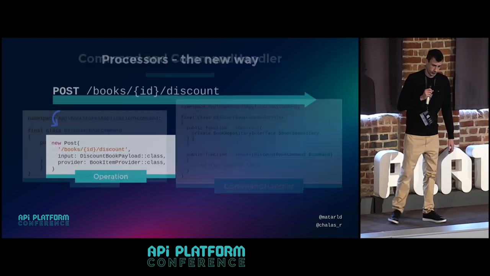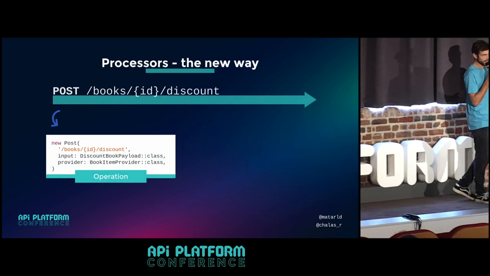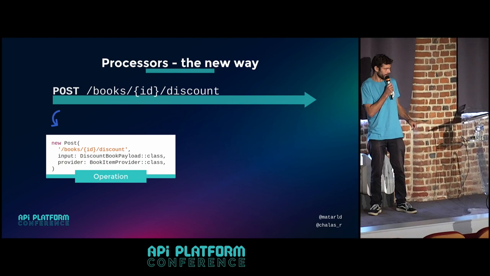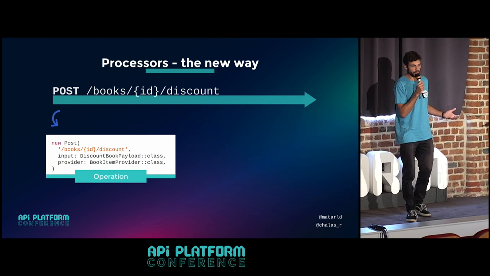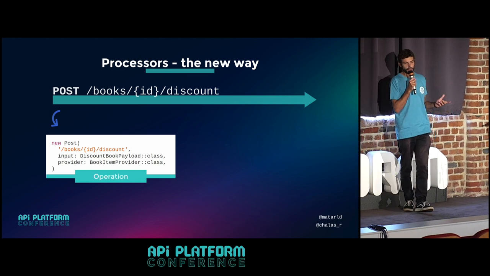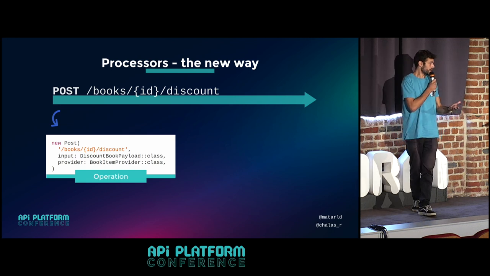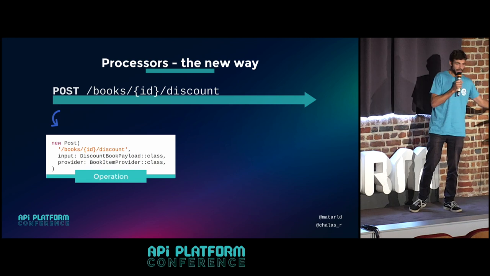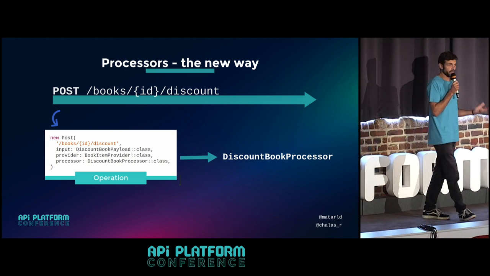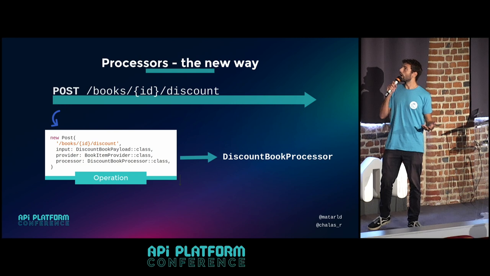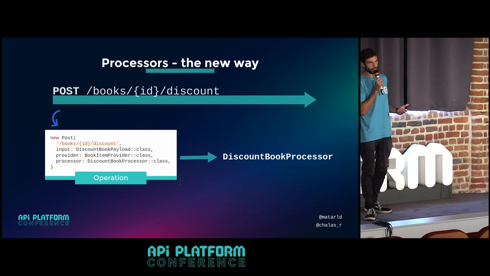So, if you understood the provider mechanism, you will be able to understand really easily the processor mechanism. Of course, when we are reading data, reading application state, we are dealing with providers. Of course, the equivalent exists when altering the application state, which is the processor. And to link a processor to an operation, we can leverage the very same mechanism as we've done with the provider, which is just specifying the processor class under the processor property.